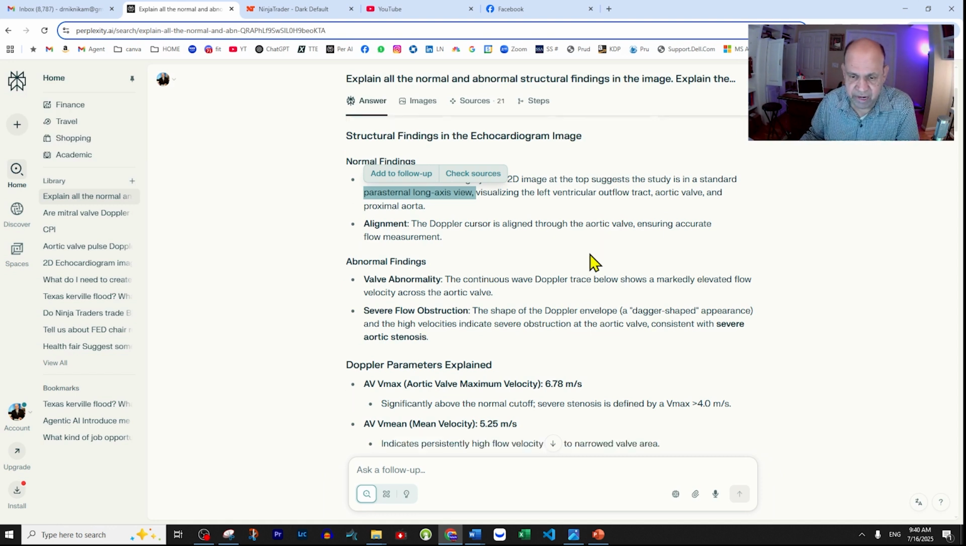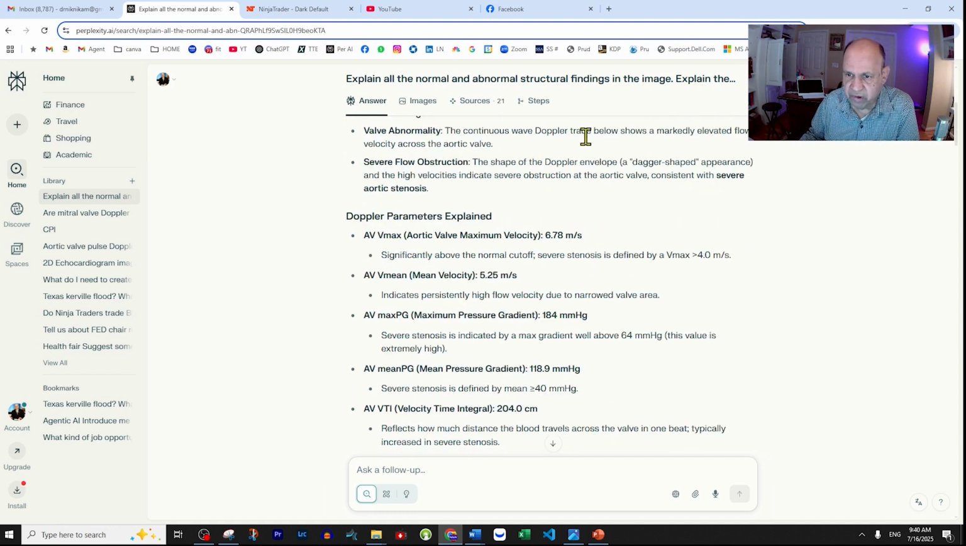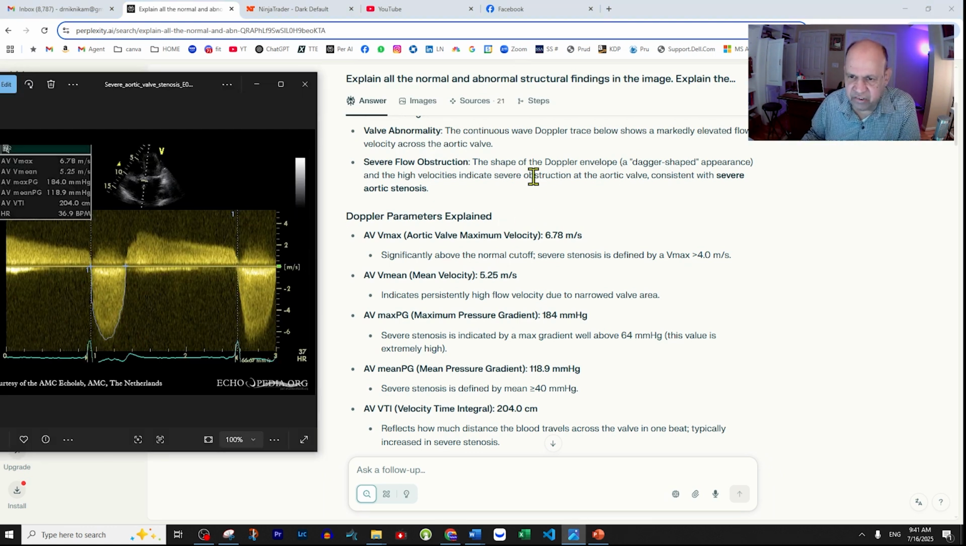The abnormal findings, it shows continuous wave Doppler trace below shows markedly elevated flow velocity across the aortic valve. Severe flow obstruction. The shape of the Doppler envelope, it says dagger-shaped appearance, but it looks more sort of uniform to me. It is not the dagger-shaped appearance you see in patients with subaortic stenosis or hypertrophic cardiomyopathy. Anyway, so the velocity, it read it correctly.